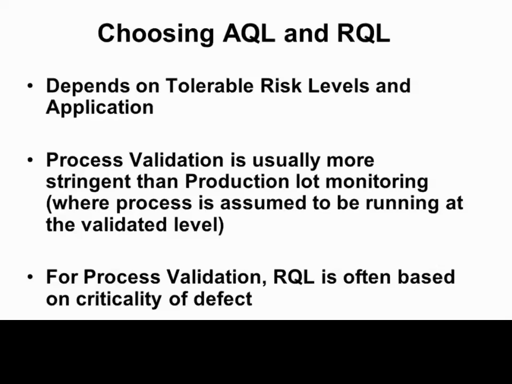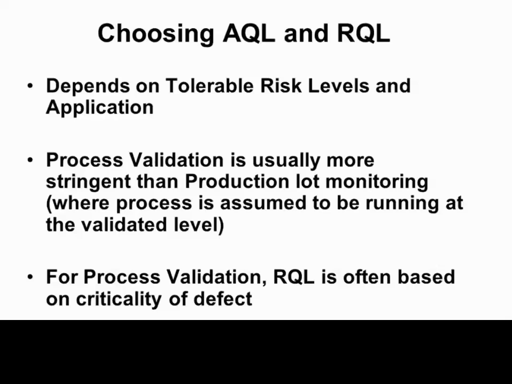Now, the levels themselves will also depend on where you're deploying this methodology. If you're doing process validation activities, your quality levels are usually going to be lower than if you're doing a production sampling plan, where you've already validated the process. The smaller these levels are, and the lower the risks, the larger the sample sizes are going to be. So at some point, you're going to run into a cost issue or feasibility issue in production if you try to get too low on these.